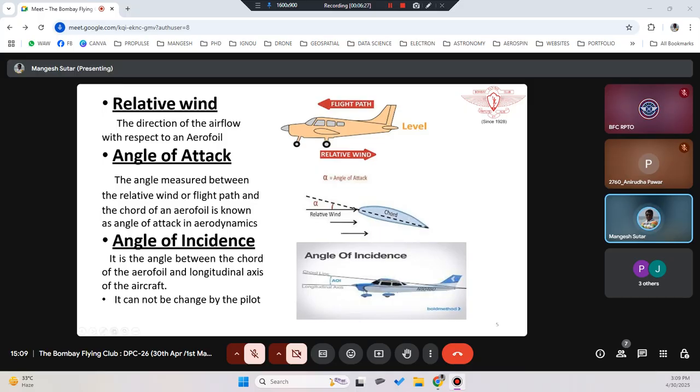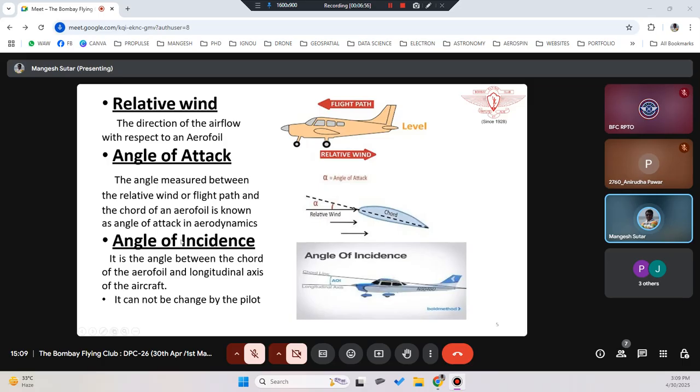Now this angle of incidence is important when you are designing the aeroplane. This will define, when there is a relative wind flowing in the opposite direction, how your chord line will define your angle of attack. As the aeroplane is running on the runway, throttle is given at a certain point, and the pressure difference will create the lift. We'll see in future slides how this pressure difference creates the lift.